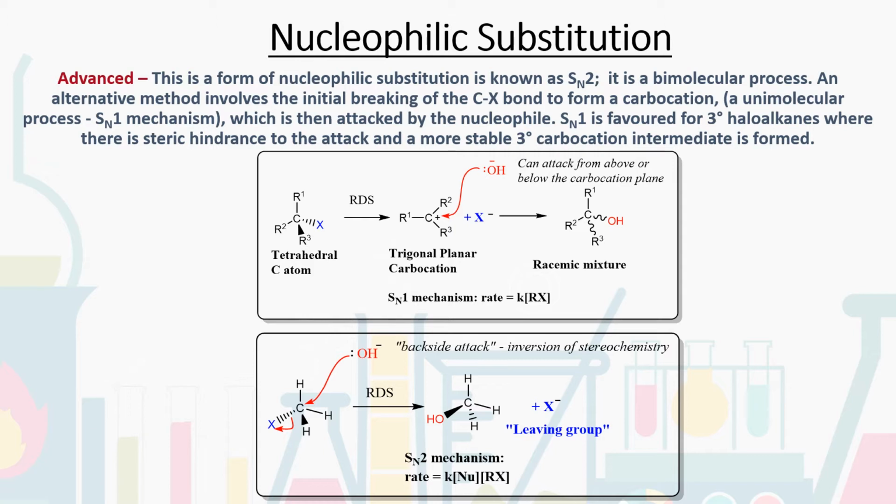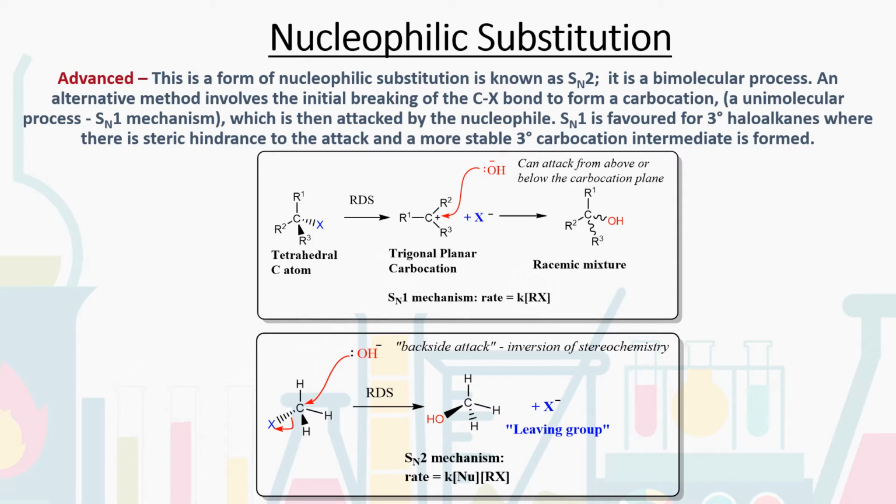So the nucleophile attacks, and the C-X bond breaks, both at the same time. That step is actually our rate determining step, the slowest step. And that's why the rate depends on both the nucleophile and our haloalkane. That then produces, in this case, an alcohol and has our leaving group kicked off.